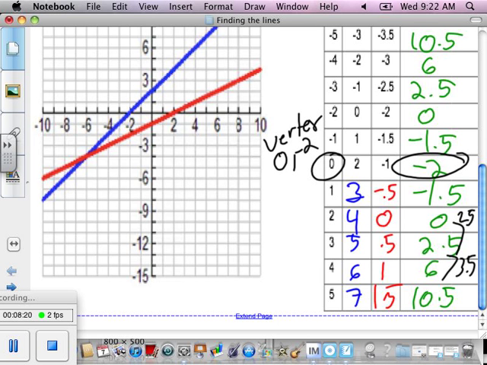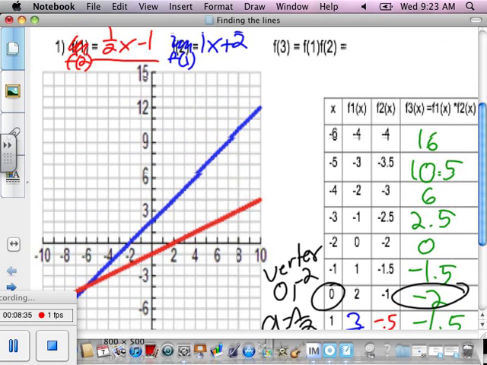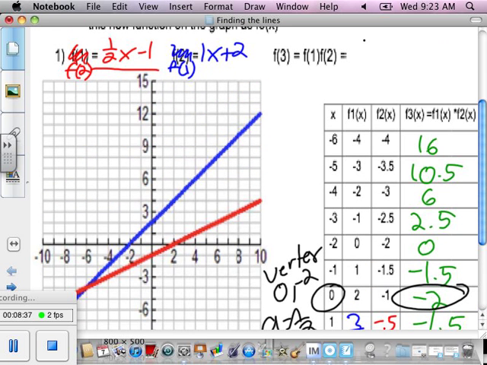Okay, 10.5 minus 6 gives me what? 4.5. What is the difference between 2.5, 3.5, and 4.5? 1. What's half of 1? 0.5. So A equals a half. So I get 1/2 times (x minus 0) squared minus 2. Done. I just plugged in my A, my H, and my K like I've been doing for the past week.